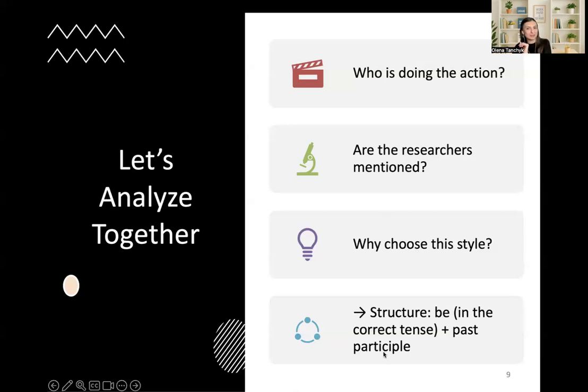Do you guys remember past participle? This is the third form of the verb, exactly. This is how we form passive voice: the verb to be in the correct tense and past participle. So you are real geniuses. You got it right.